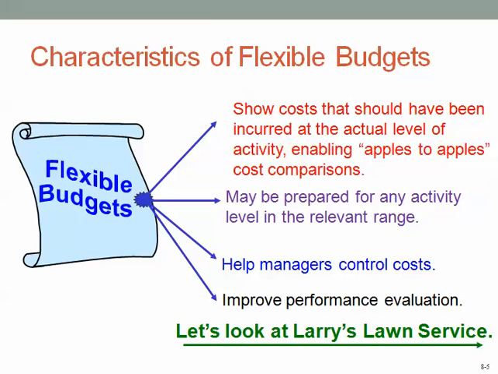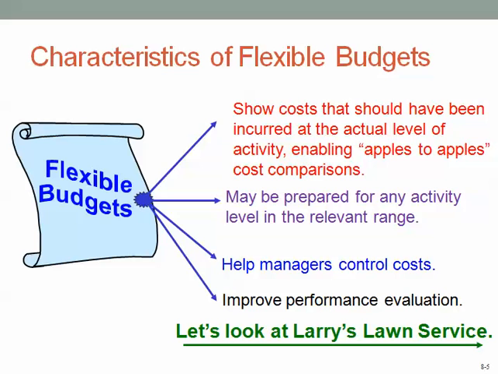Our flexible budget provides us an estimate of what our revenues and costs should be for any level of activity within a specified range. In other words, we'll look at our actual level of activity, and our flexible budget will tell us what our costs should have been at that level of activity and what our revenues should have been at that level of activity. We can then easily compare our flexible budget with our actual results, and we'll be making more of an apples to apples type of comparison. Our flexible budget will help managers control cost and improve performance evaluation.